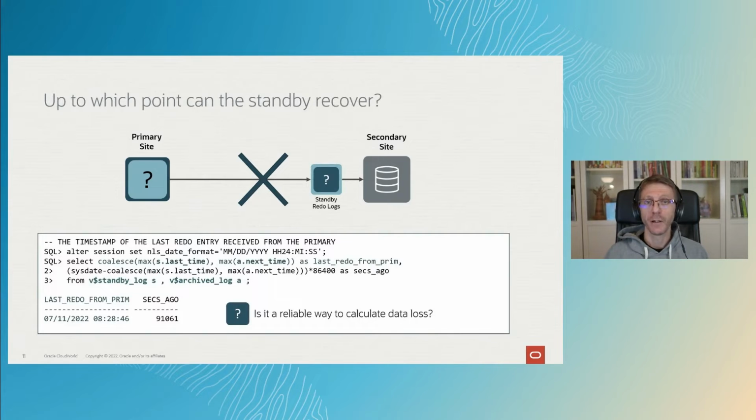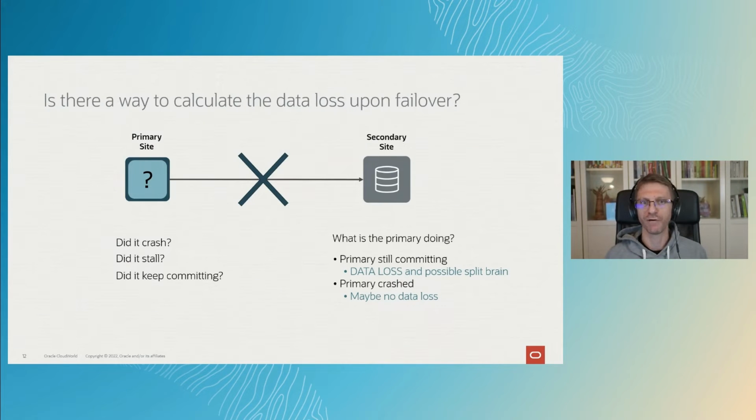for many reasons. Also, we might want to check up to which point the standby can recover. So imagine that 5 minutes ago, I lost my connection to the primary database. The primary is not reachable anymore. And I can check inside the standby log of the standby database, where these change vectors are stored, what was the last timestamp that has been registered, so that I know that I can recover up to that point. But still, I cannot have the proper idea of how much data I'm losing if I do a failover.